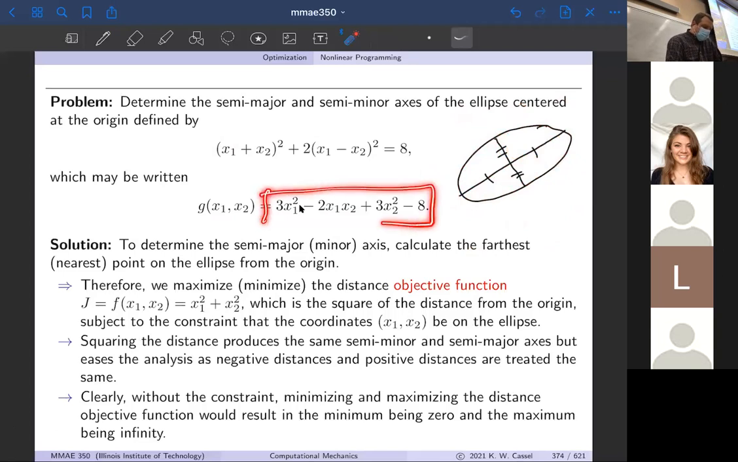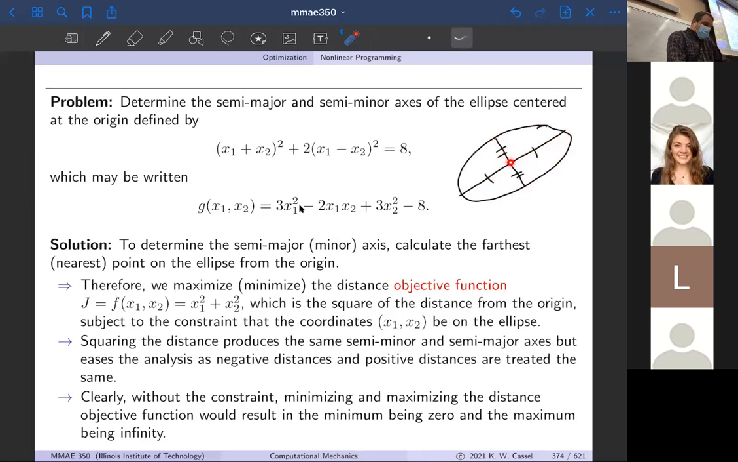x1 and x2 have to be such that they satisfy this equation. Fine, so that's the constraint. Now, what we want to do is find the semi-major and semi-minor axes. So how would you devise an algebraic way to quantify those?